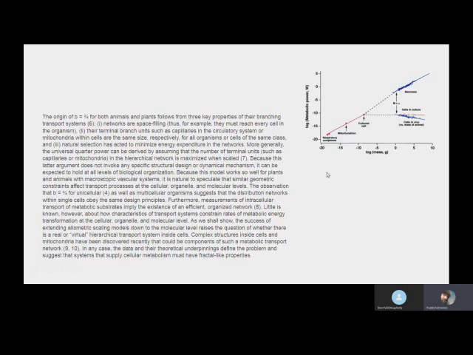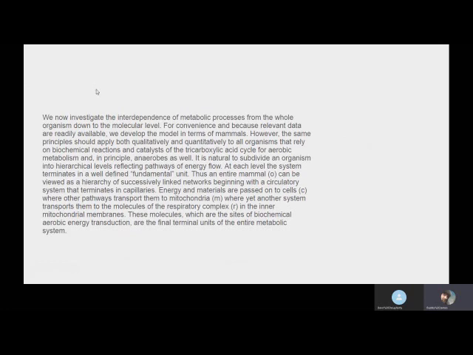In any case, the data and their theoretical underpinnings define the problem and suggest that systems that supply cellular metabolism must have fractal-like properties. Boom. We now investigate the interdependence of metabolic processes from the whole organism down to the molecular level. For convenience and because relevant data are readily available, we develop the model in terms of mammals.